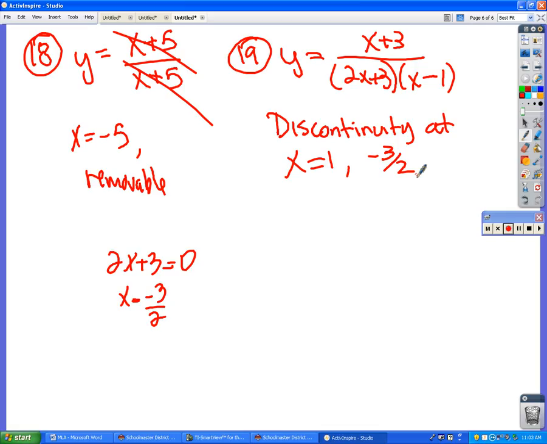Wait, how would you remove it? You have to multiply the top by 2 or something like that. So it's not removable? It's not removable, both of them. Is that because one's in the parentheses and one's not? No, because this would have to have a 2 in front of it for it to be removable.